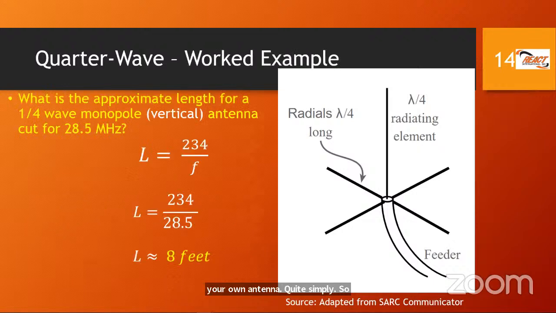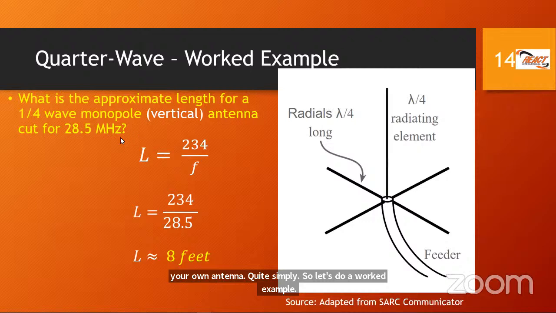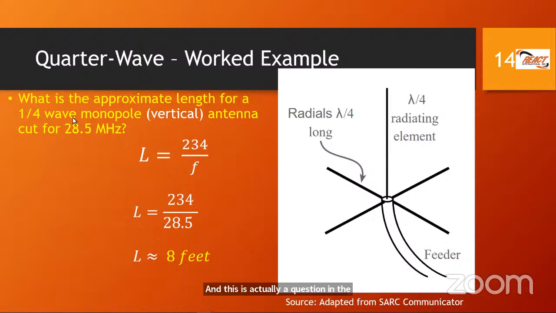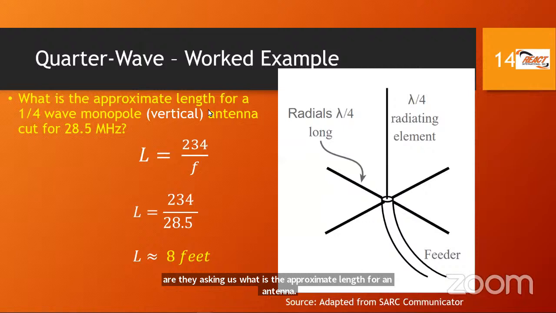So let's do a worked example, and this is actually a question in the exam. What is the approximate length of a quarter wave monopole antenna cut for 28.5 megahertz? Let's dissect this question. What are they asking us? What is the approximate length for an antenna? So they want us to calculate the length of the antenna. That's what we need to get.